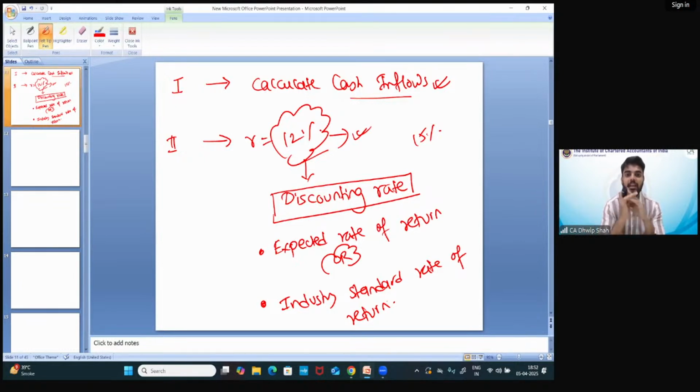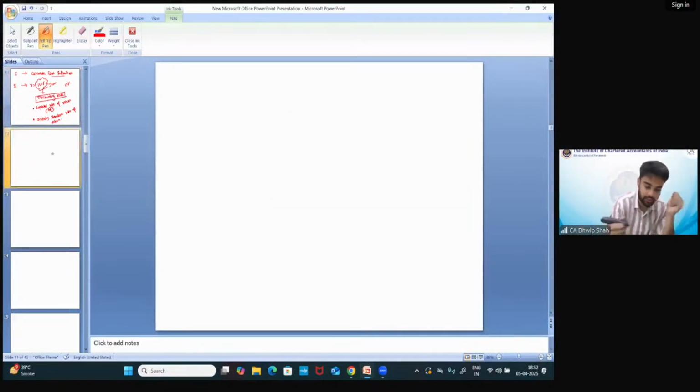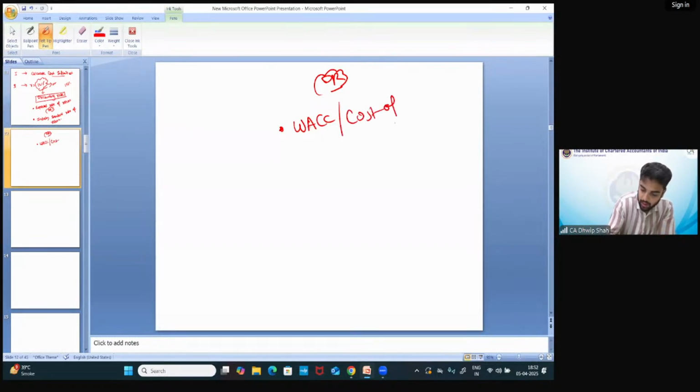Are you following this? Any questions still here? See, all these things are very logical. FM is very logical, very practical. First, go for your expected rate of return. How much you want from the project? Discount using that rate. If that is not given in the question, then see whether the industry standard rate of return is given or not. If that is not given, then last but not the least, use the weighted average cost of capital.